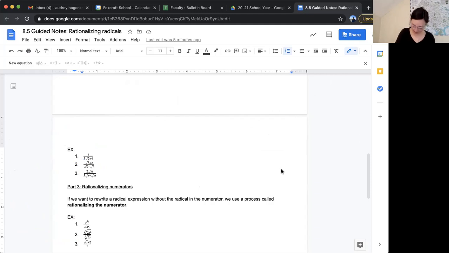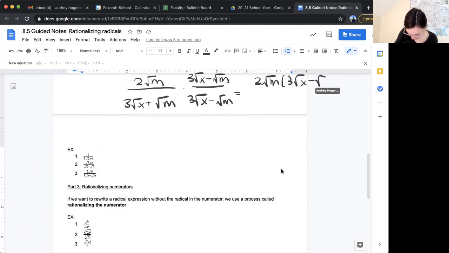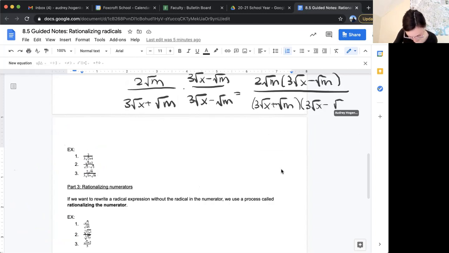Next up, we have 2 square root of m over 3 square root of x plus square root of m. So again, I'm going to multiply by my conjugate, which is going to be 3 square root of x minus square root of m. 3 square root of x minus square root of m. So in my numerator, I'll have 2 square root of m times 3 square root of x minus square root of m. In my denominator, I'm going to have 3 square root of x plus square root of m times 3 square root of x minus square root of m.